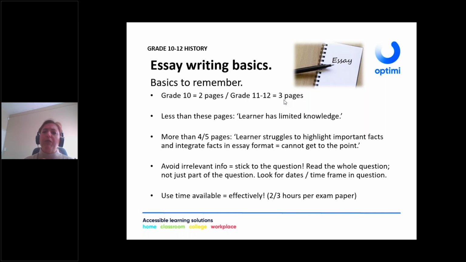Okay, so very, very important. Look at the size of your handwriting. Never write less than the indicated pages in the instructions, and never go more than 5 pages, because it really gives the impression this learner knows a lot but just cannot come to the point. Okay, he struggles with the argument, he struggles with the evaluation, he doesn't know how to integrate the facts to actually just make the argument.